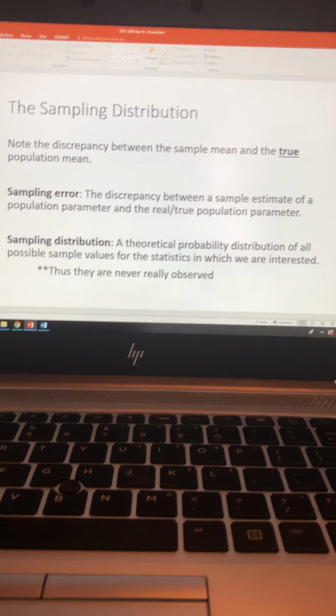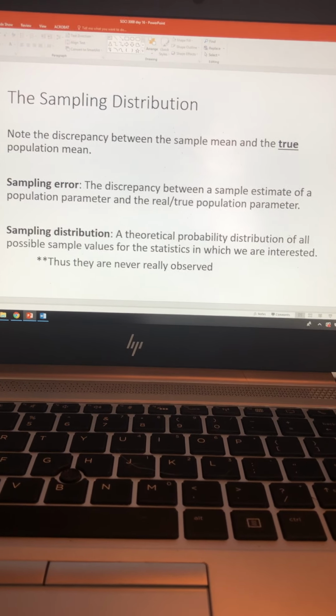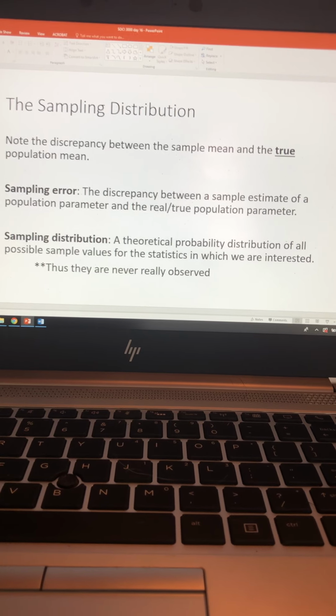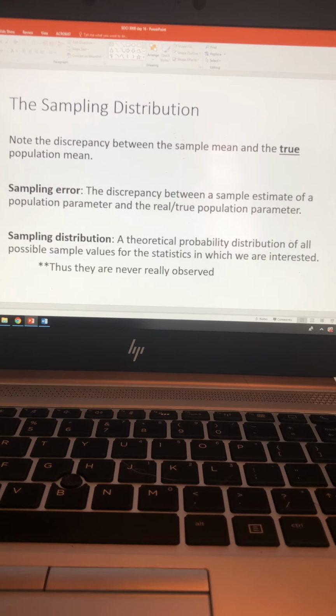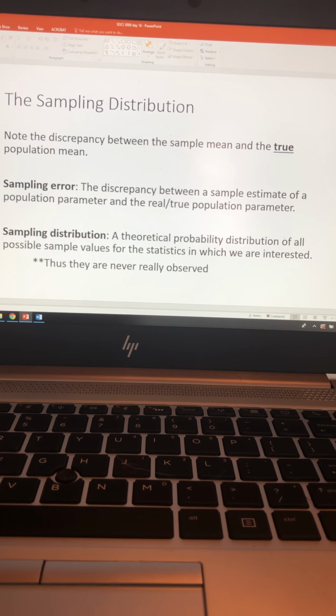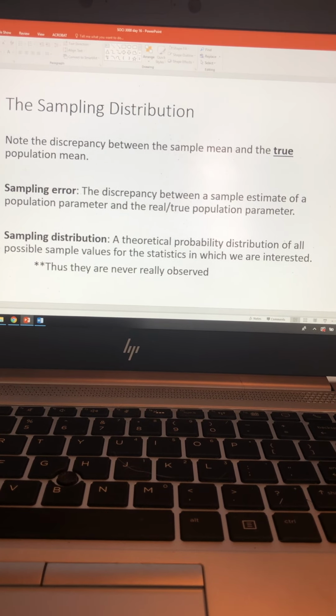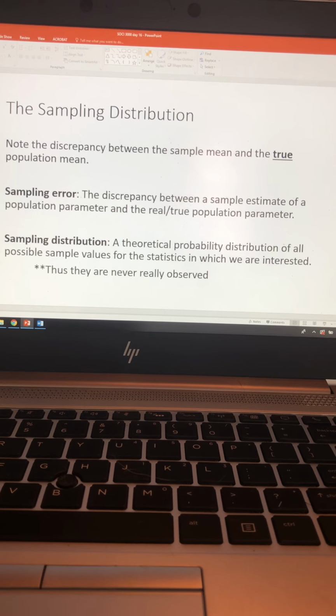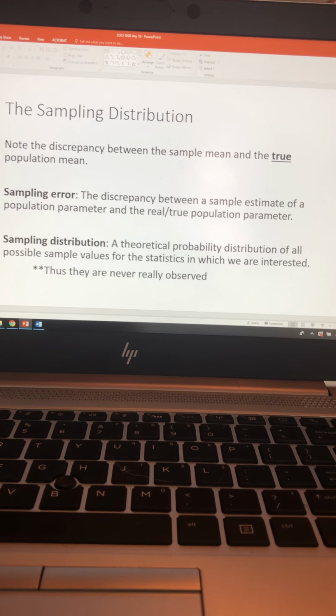Okay, sampling distribution. This can be a little bit tricky for people to understand, but bear with me. I think we'll flesh it out here, hopefully. A sampling distribution is a theoretical probability distribution of all possible sample values for the statistic in which we are interested.